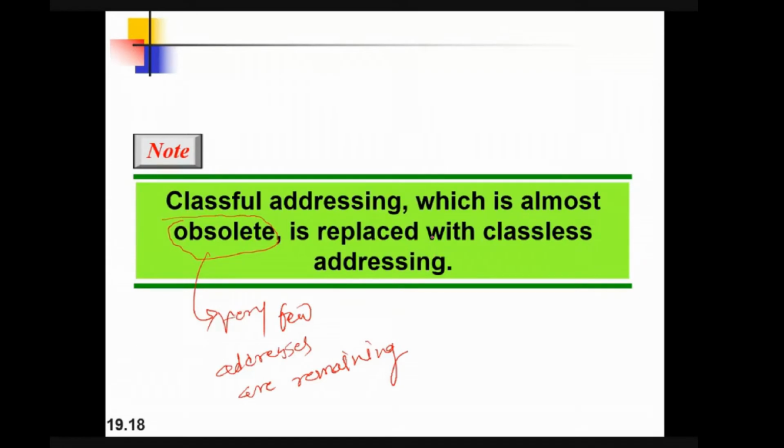That's why the new method of distributing IP addresses, classless addressing, was developed. Instead of granting a network address to an organization, a block of addresses is given, and this block is given with the help of classless addressing. So we will understand what classless addressing is.